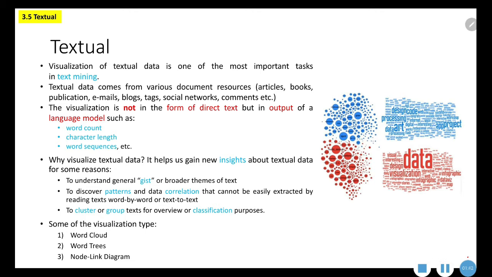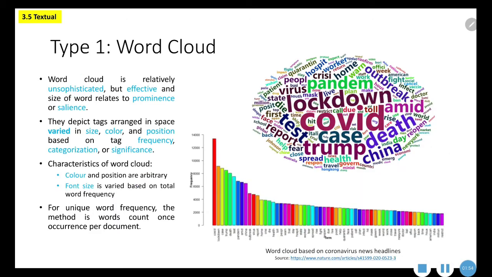And there are three types of textual visualization. The first one is word cloud, and then we have word trees, and also node link diagram. Okay, let's see the first type of textual representation. The first one is word cloud.